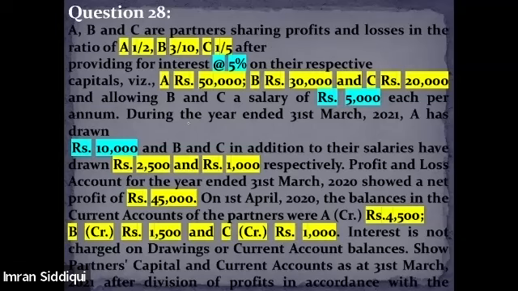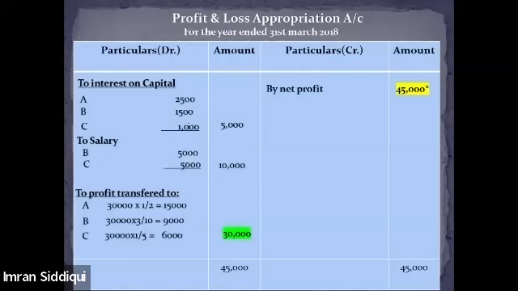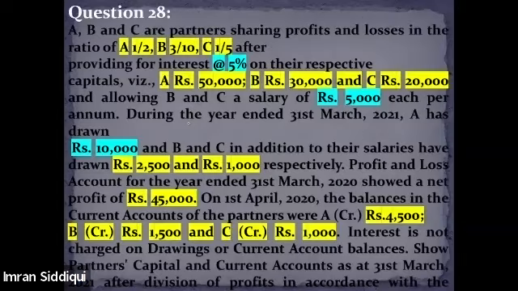Profit for the year is already given. It's 45,000. On 1st of April, the balance in the current account is also there: 4,500, 1,500, 1,000. Interest is not charged on drawing or current account balance. So the question specifically mentioned that we don't have to charge any interest on drawing. Prepare the partners' capital account and current account as at 31st March 2021 after the division of the profit in accordance with the partnership.